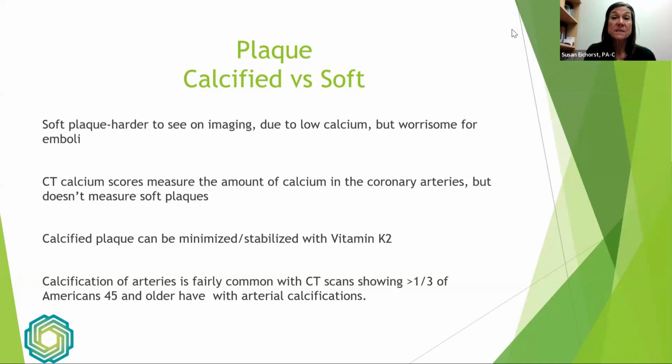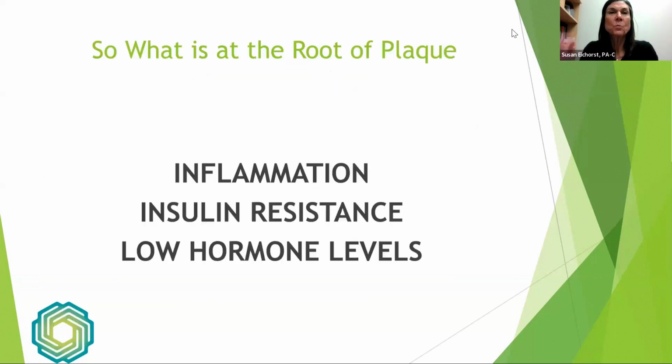We see this in CT scans in nearly a third of Americans over the age of 45, some throughout the body. Arterial calcifications, we see calcification do accumulate in veins as well, although it's not as detrimental in veins as it is in arteries. So what's really at the cause and the root of all this plaque formation?